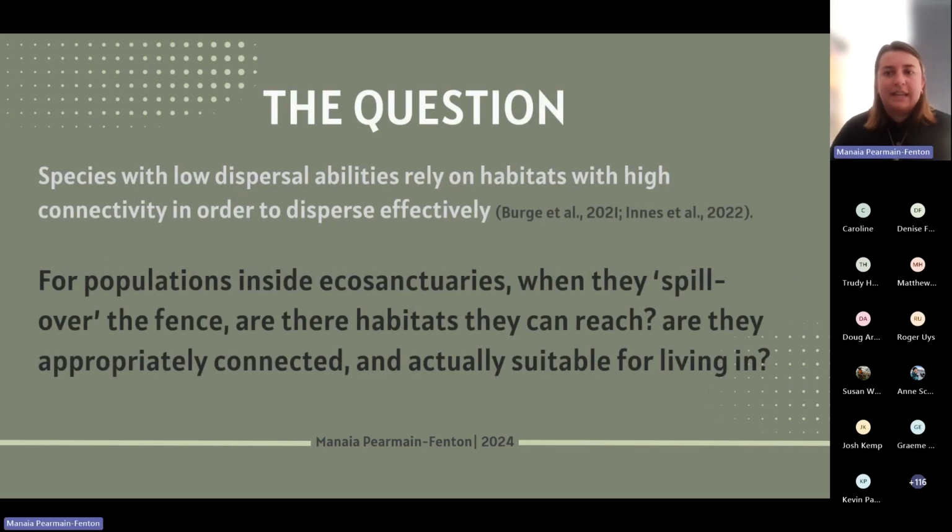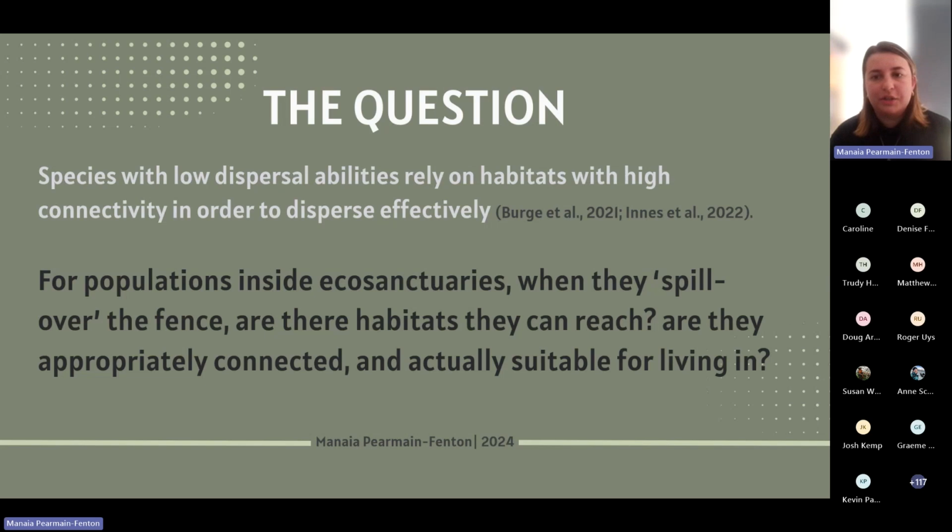So we know that connectivity is important for species with low dispersal abilities, but we wanted to know for populations inside eco-sanctuaries, when they spill over out of the fence, or out of the sanctuary, are there habitats that they can reach? Are they suitable? And are they appropriately connected?